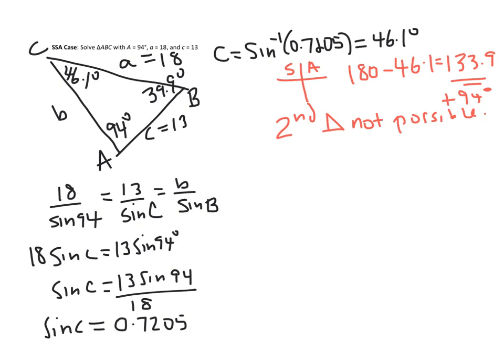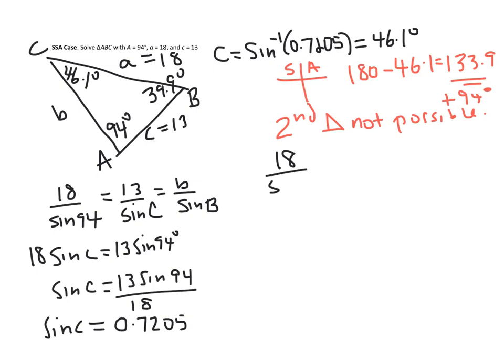So when I'm doing the SSA case, I need to make sure I check that. So I'm now going to proceed with what I was doing before. So I need to find side b. Let me write the ratios here.